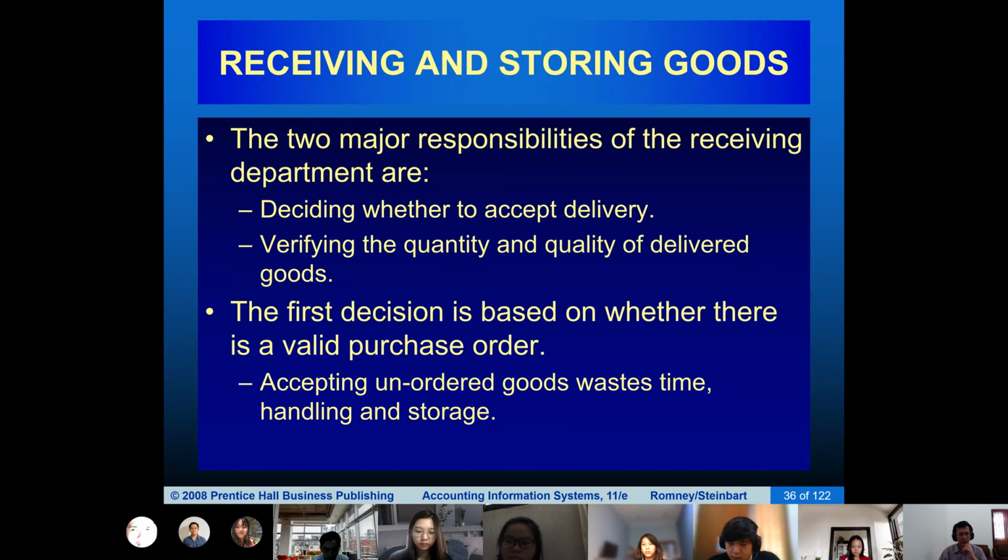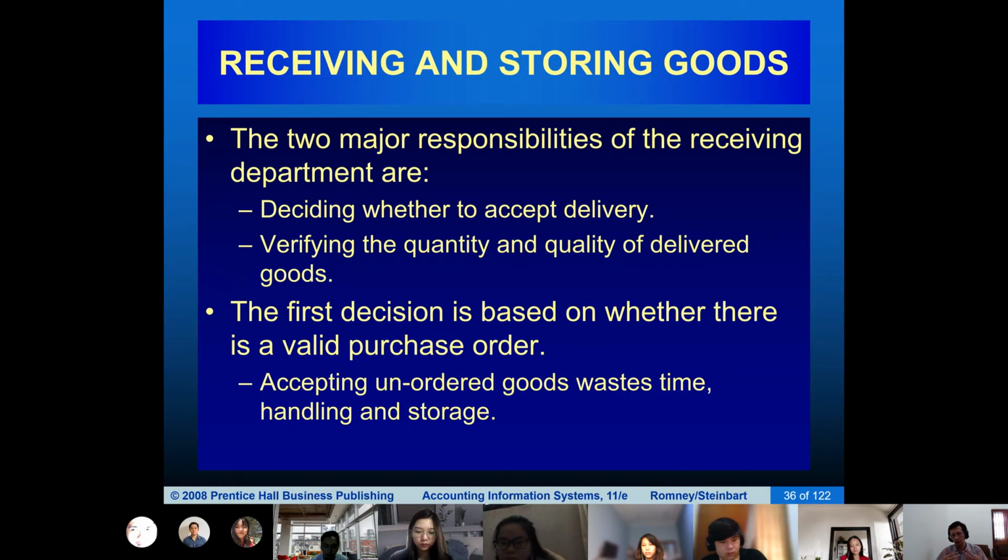Okay, so the first decision, deciding whether to accept delivery or not, is based on a valid purchase order. Only delivery with a purchase order will be accepted. Otherwise, it will be rejected. Remember, last week I gave you an example on how to manipulate sales target by creating a fake or fictitious purchase order or sales order. So if the salesperson created a fictitious sales order, there will be no valid purchase order here. So no valid purchase order, no acceptance.